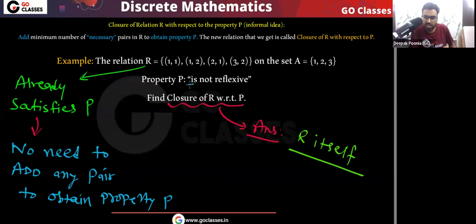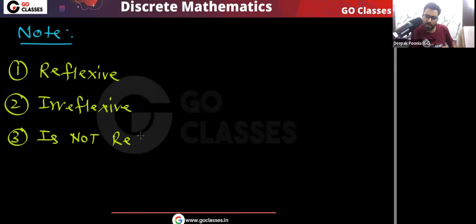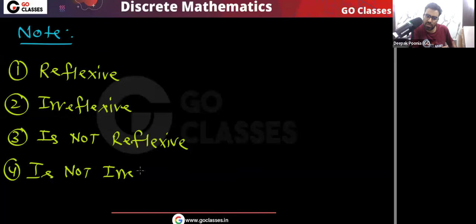Tell me one more thing. Is not reflexive the same as irreflexive? Are these two things the same? Look at these things. The first property is reflexive. The second property is irreflexive. The third property is not reflexive. And the fourth property is not irreflexive. Are they the same?